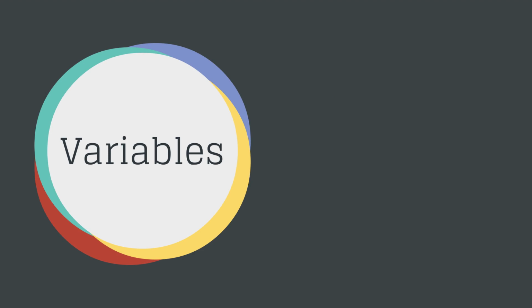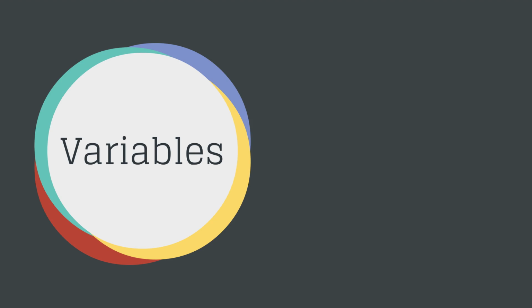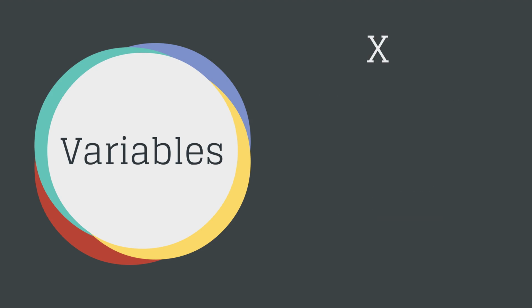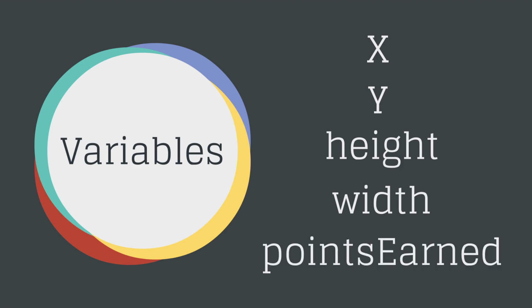Variables. One of the most fundamental concepts in coding is the concept of a variable. Just like in math, a variable is simply a label that points to or refers to some value. In coding, a variable can refer to a number, a string of text, or an object. While some variables can look math-like, such as x and y, more often in programming, variables are descriptive words or phrases, such as height, width, or something more complex like points earned in a video game.